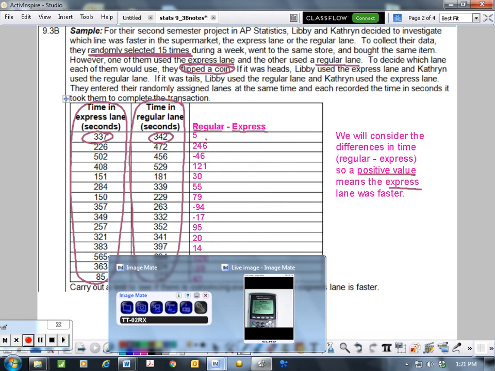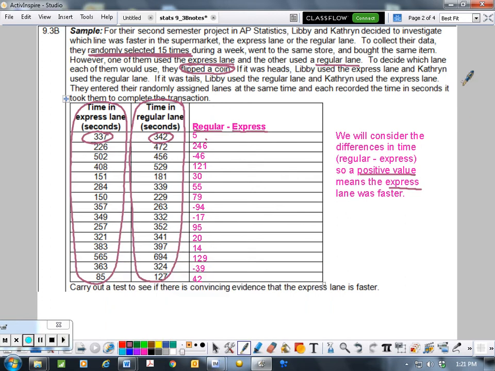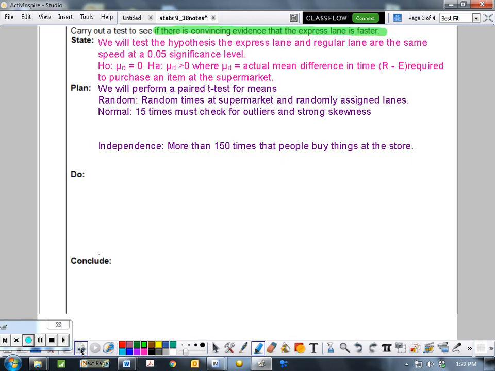So now we're going to go back and carry out a test to see if there's convincing evidence that the express lane is faster. We will test the hypothesis that the express lane and the regular lane are the same speed, so there's no difference, at the 0.05 significance level. Our null hypothesis is that there is no difference, but we think that really the express lane is faster. That's where it helps to write the alternative hypothesis, because remember, positive values mean the express lane's faster. So I'm looking for positive values in the alternative hypothesis.